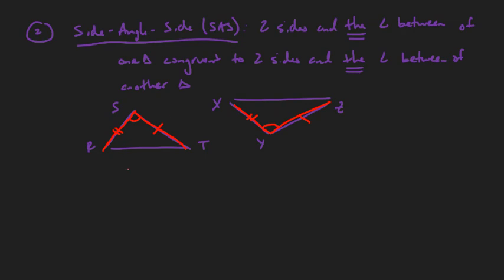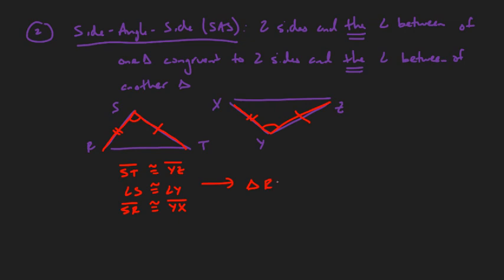So in this picture, first, I have segment ST congruent to segment YZ. Right? Then I have angle S congruent to angle Y. And lastly, I have side SR congruent to side YX. And again, I'm just using the markings. So this is side, angle, side. Therefore, these 2 triangles are congruent.